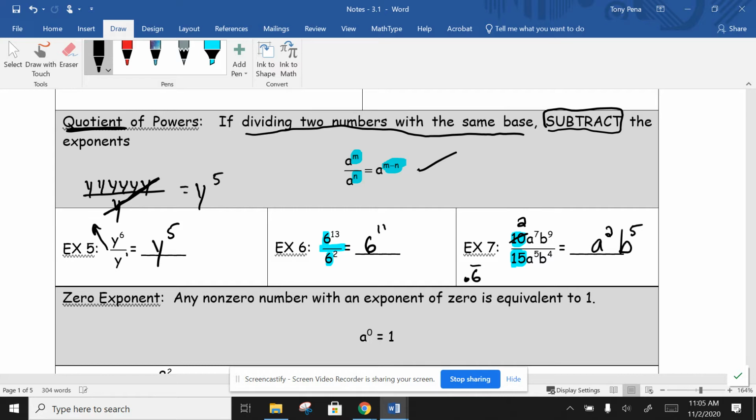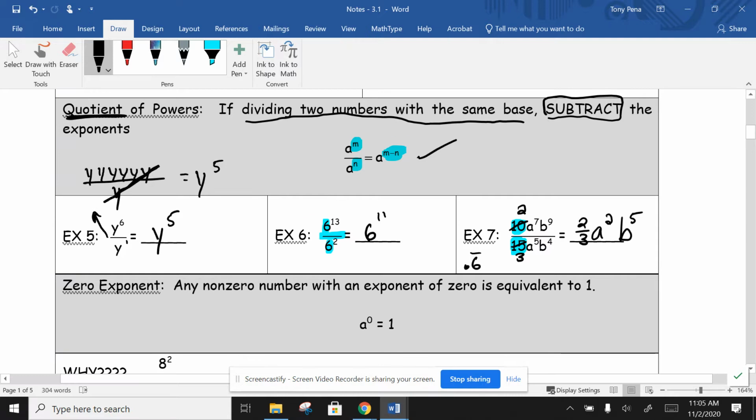10 divided by 5 is a 2. 15 divided by 5 is 3. So that would reduce down to be a 2/3. All right, so we get 2/3 and then a squared b to the fourth. All right, so that's our dividing.